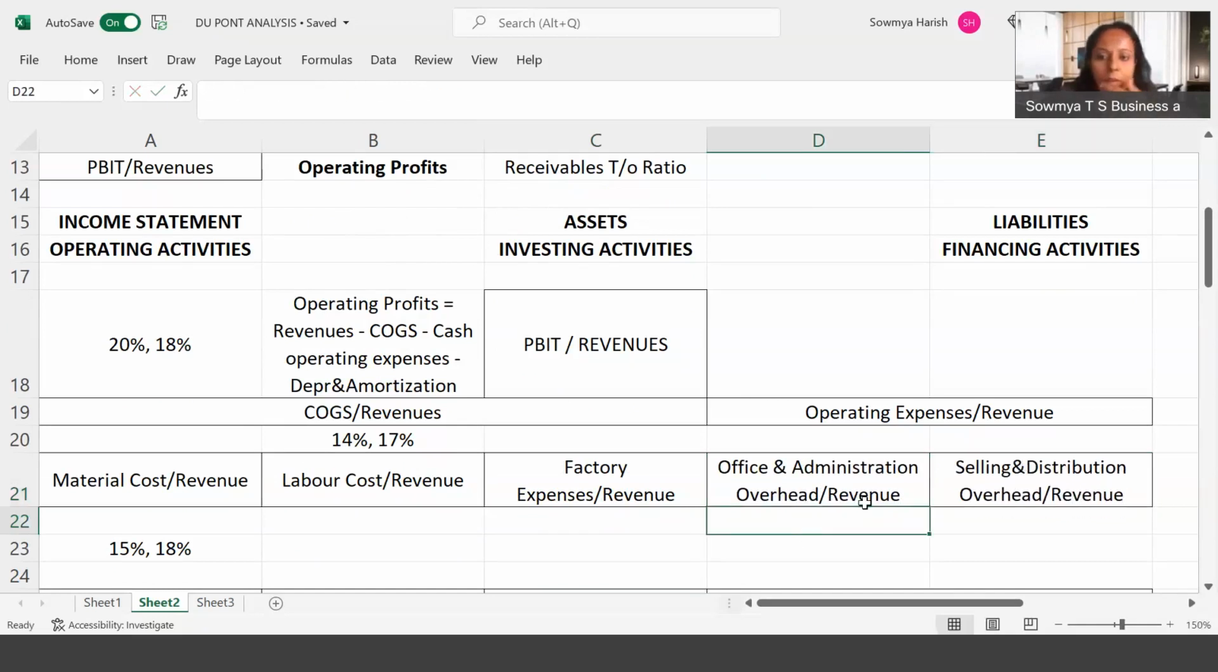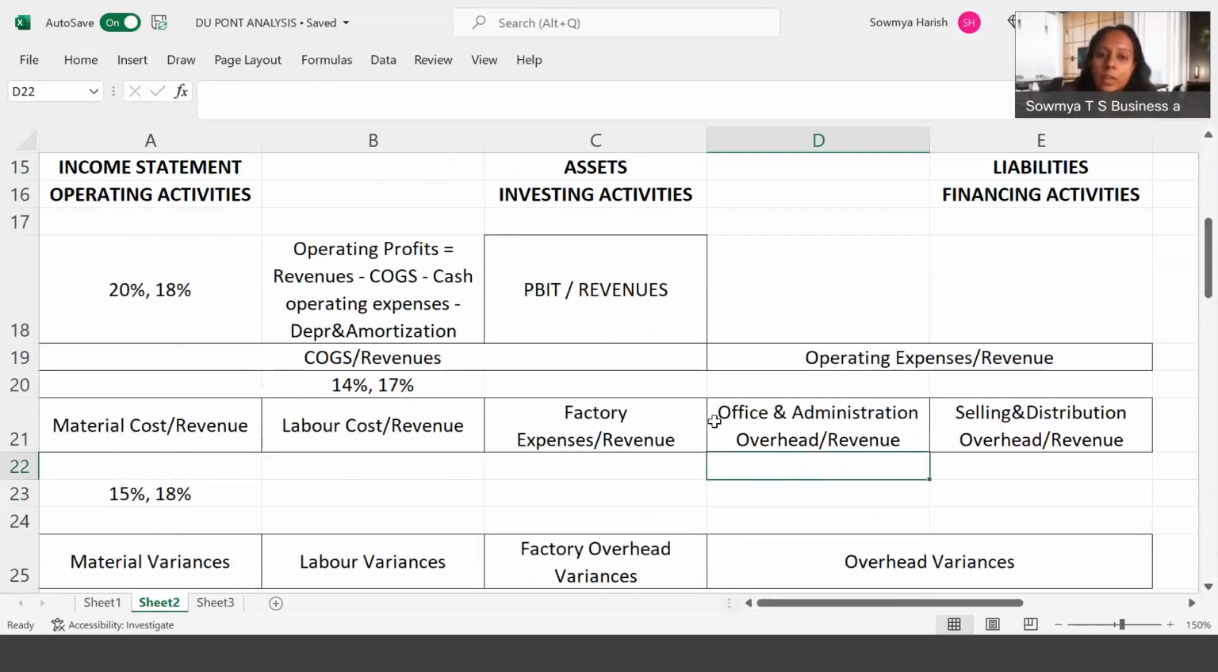Again, here these overheads can contribute to the decrease in the operating profits. So we try to study this, and to know the exact reason why there is an increase in office and administration overhead or selling and distribution overhead, again, we apply overhead variances. So we'll get to know the exact specific reason what has contributed to the decline in the operating profits, and in turn the decline in profitability and the decline in the return on equity. Or if there is an increase also, we'll get to know what is the exact cause that has contributed to the improvement in the return on equity.